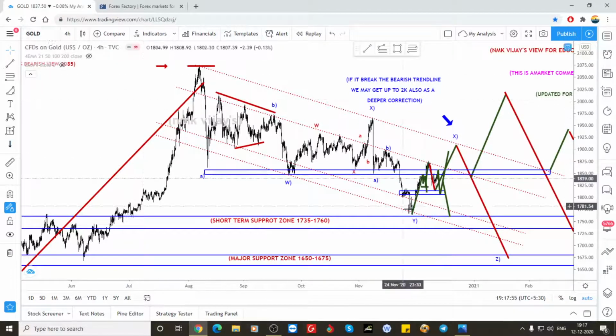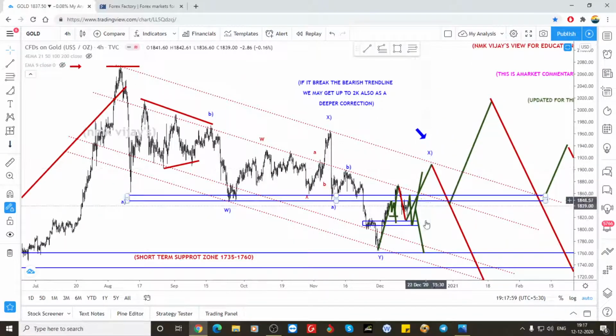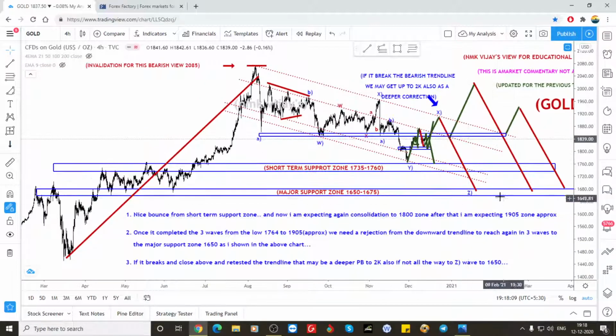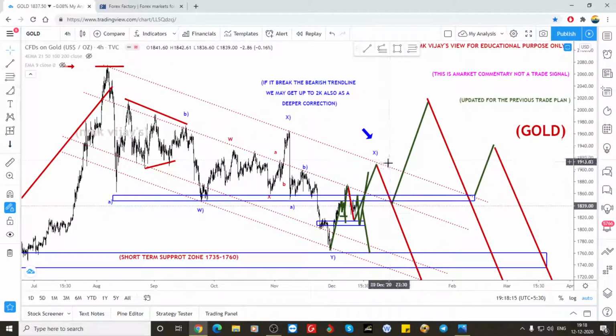So that could reach 1910 also, or it could again do like that. It can be very grinding here and very messy overlap, and then it can drop a little bit to reach that 1650 zone. So I think it may or may not, that is also valid. So expecting this, don't be on the buy side. If it reaches here, just make a stop loss of this, and then you can go for this.